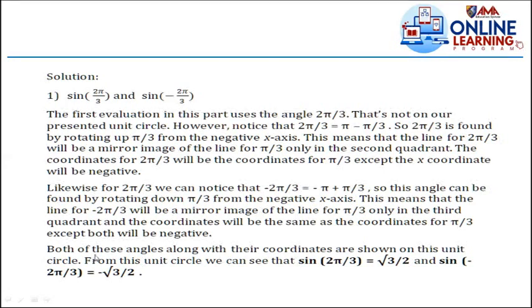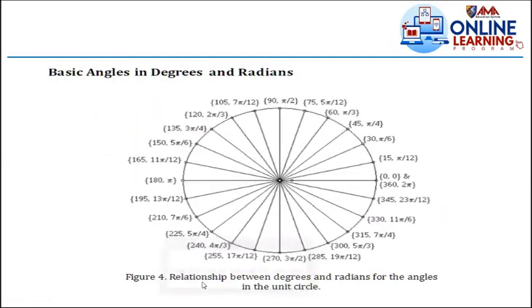So both of these angles, along with their coordinates, are shown on this unit circle. From this unit circle, we can say that sine 2 pi all over 3 is equal to the square root of 3 all over 2, and sine negative 2 pi all over 3 is equal to negative square root of 3 all over 2. So that is our answer. Ito po siya, pi all over 3.